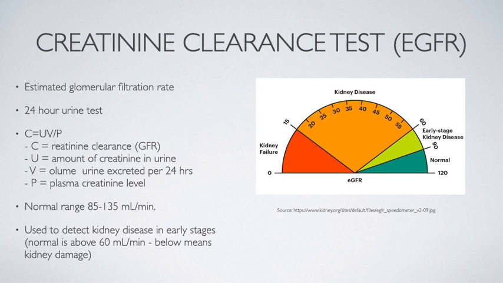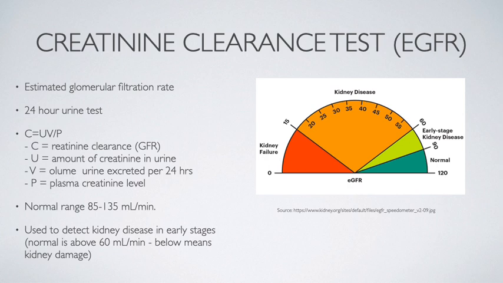So if you look at this chart right here, kidney failure is below 15. Kidney disease is between 15 and 60. Early stage renal failure or renal disease is between 60 and 90, and then that normal range is like 90 to 100, depending on what is going on with the patient. Other factors might play into it, so we give it a range of about 85 to 135, but above 60 is important.